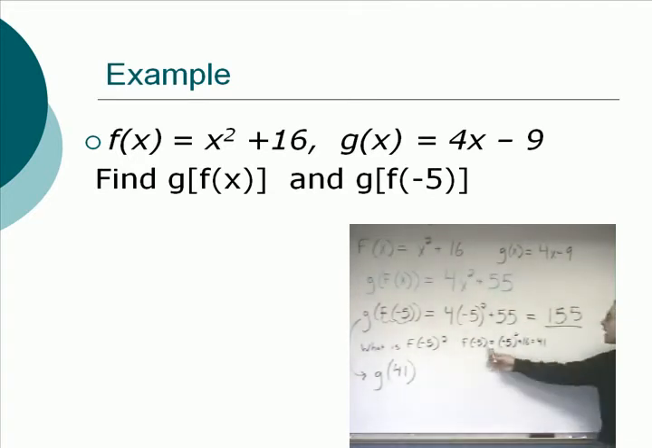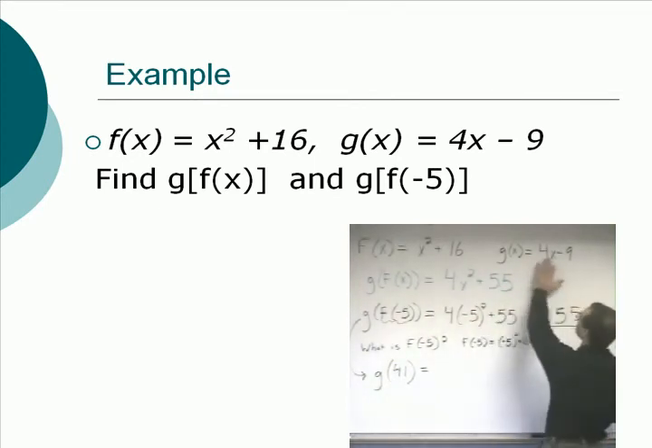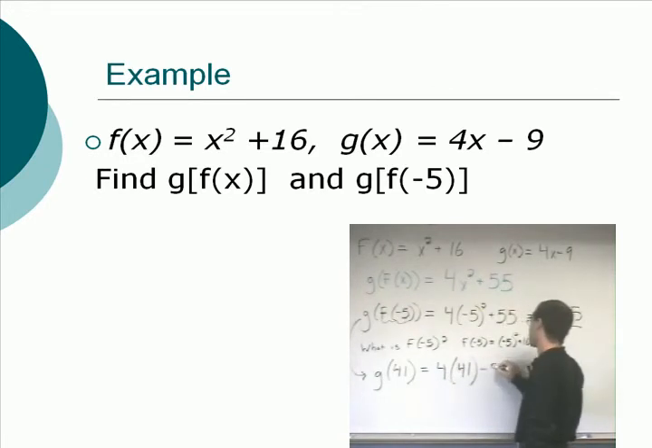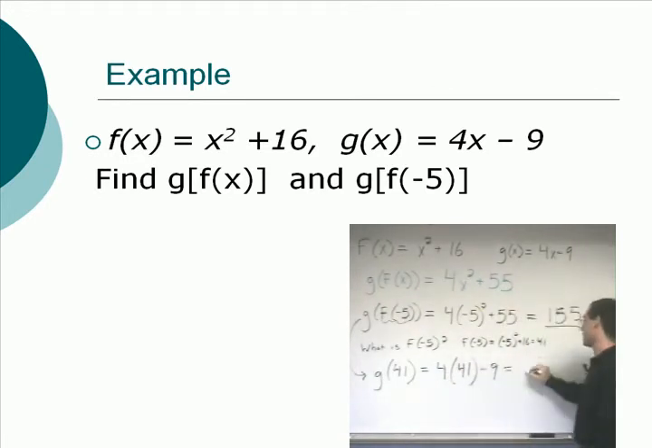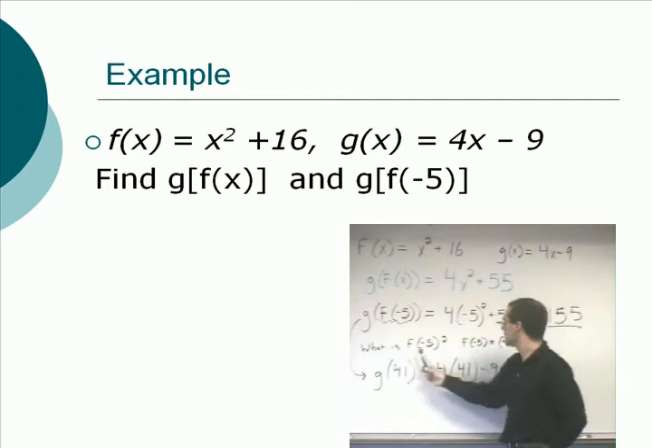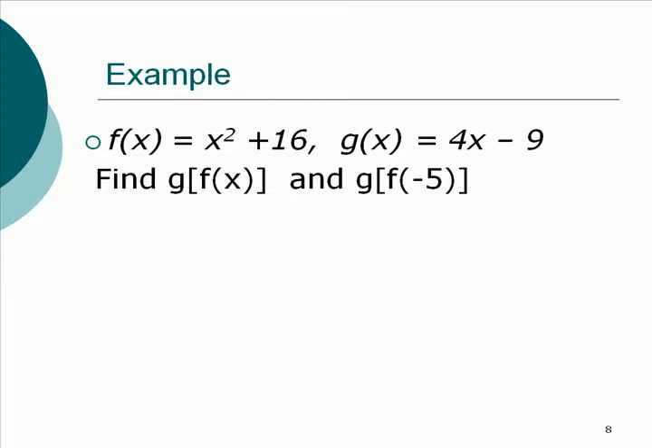We took f of negative 5 and we found out what that is. So we plug in, what is g of 41? G of 41 is equal to 4 times 41 minus 9. Whoops. 4 times 41 minus 9, and what is 4 times 41 minus 9? 155. So we could plug negative 5 into the function g of f, or we can figure out what f of negative 5 is on its own and plug that into the g function. We get the same thing either way. Okay, they do the same thing. I'll let you catch your breath for a minute, and then we're going to do a couple more examples here.